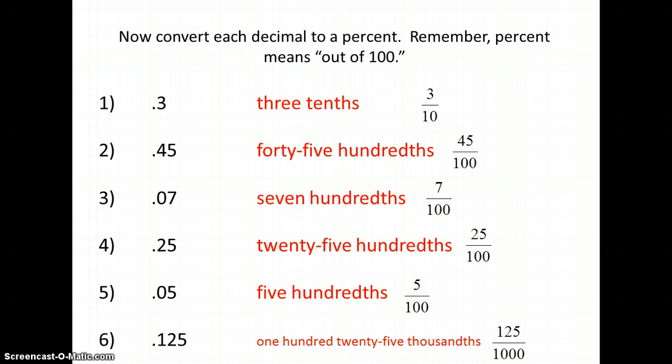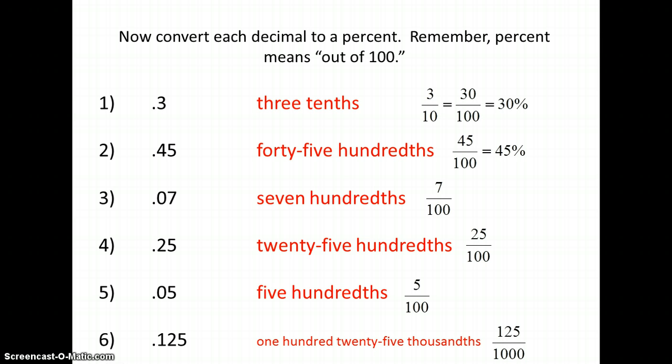From here, I can convert each decimal to a percent, as long as I remember that percent means out of 100. So, when I look at number 1, 3/10, I notice that my denominator is not 100. But I can very easily change 3/10 into an equivalent fraction that has a denominator of 100. Because 10 times 10 is 100, I would multiply 10 times 10 and then 3 times 10 to get 30/100, which is 30%.